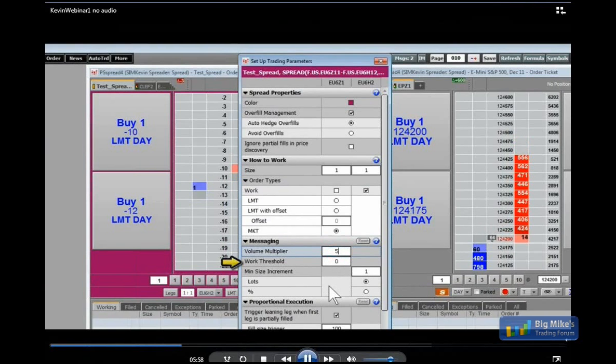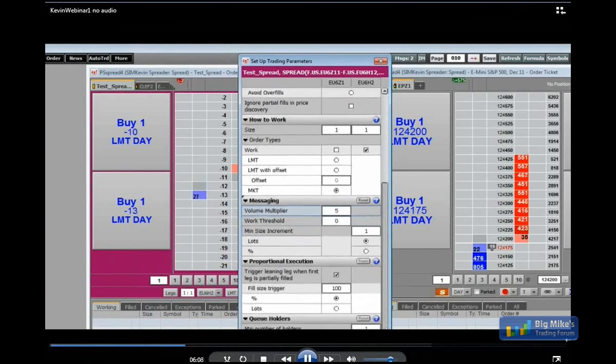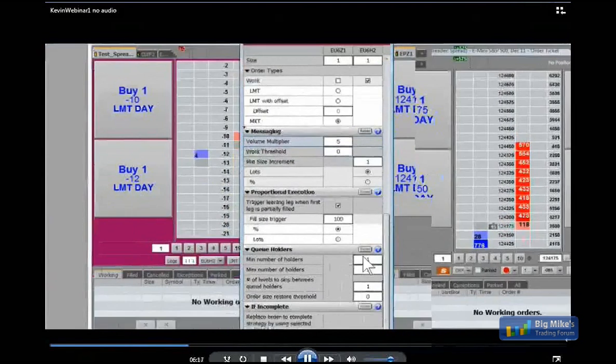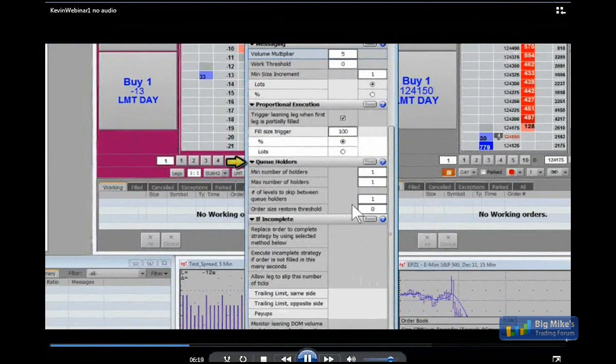Working threshold is a figure that we can set that will actually turn the system on and off based on volume in the monitored market. It's essentially the on-off switch for your strategy. And minimum size increment basically tells our spread strategy not to react to any increase in the current market unless it's X or greater. Proportional execution as well tells our system to send in the balancing order after a certain percentage of your order has been filled. Queue holders allows us to stack the book.